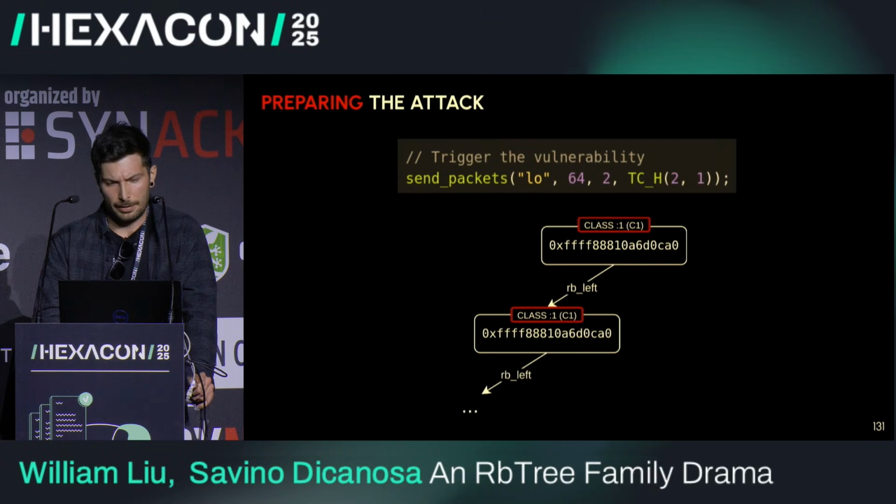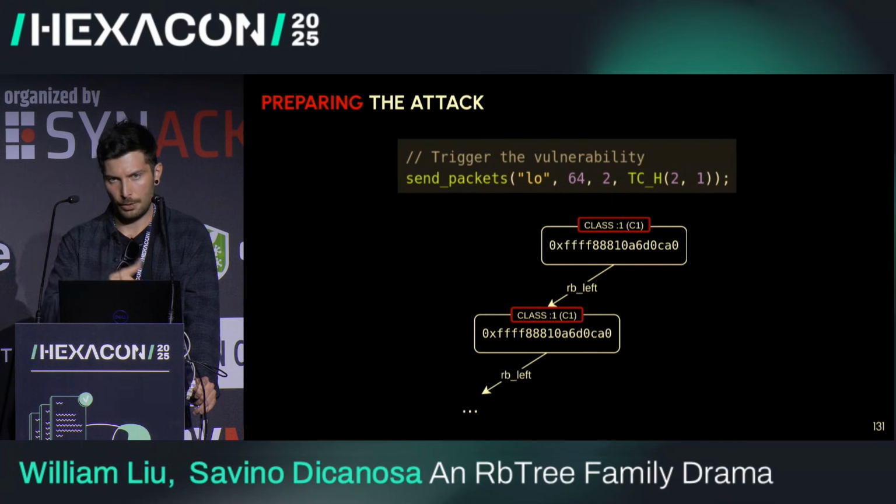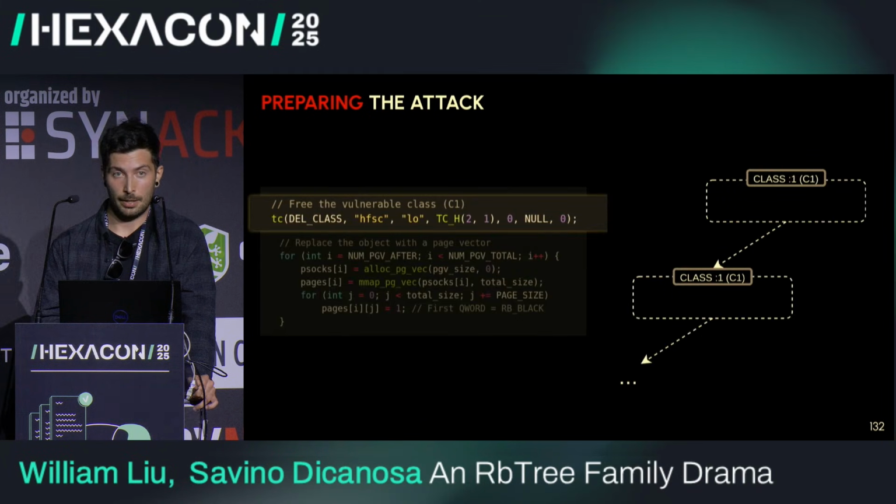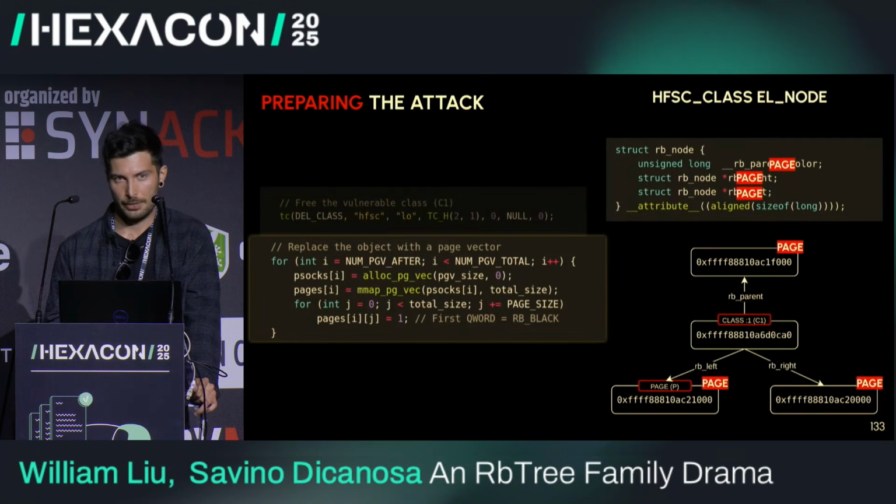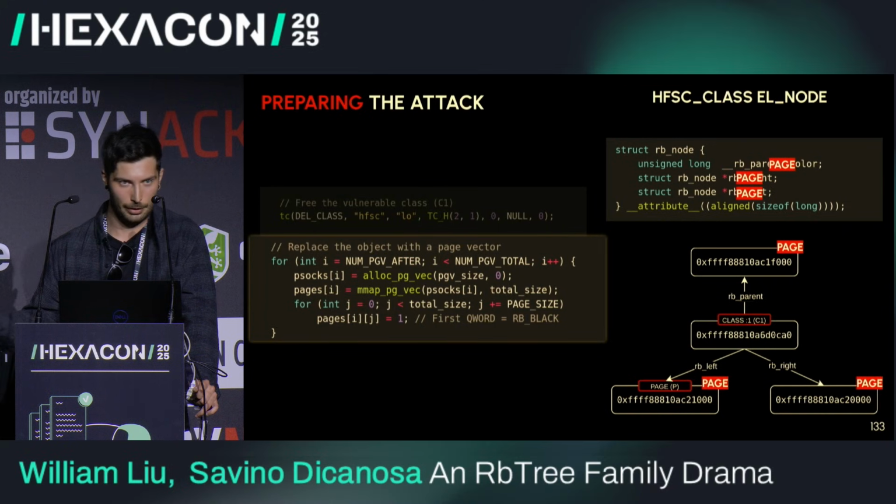Now we can trigger the vulnerability. We just need to send a packet to class 1. This is inserted twice into the eligible tree, but we don't trigger the infinite loop because the queue is blocked, of course. So now we can interact with the tree, free the object, and replace it with a page vector. As you can see on the right, we just replaced all the pointers in the RB node with user-controlled pages. So we just got rid of the old family, basically replaced all the family members with pages.